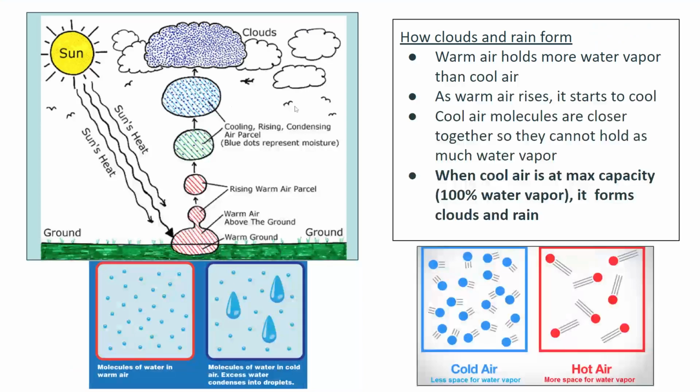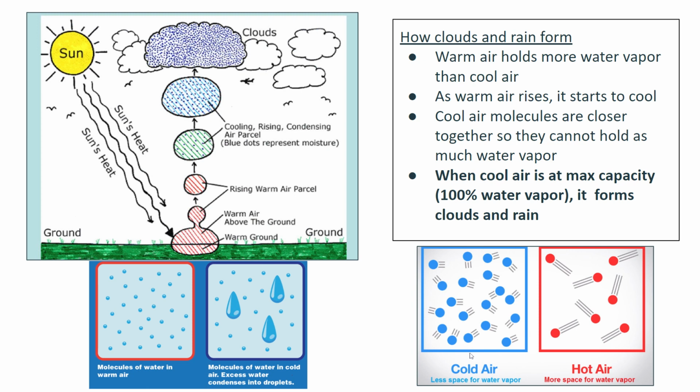Now, let's go back to this diagram that we've talked about previously about warm air rising, cooling, condensing, and turning into clouds, right? So why does that happen? Let's go further in. So how do clouds and rain form? Warm air holds more water vapor than cool air.